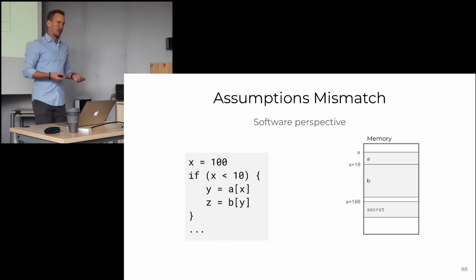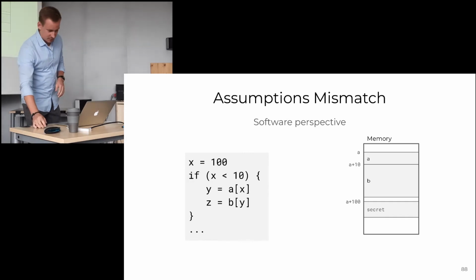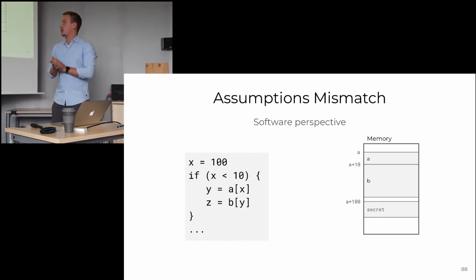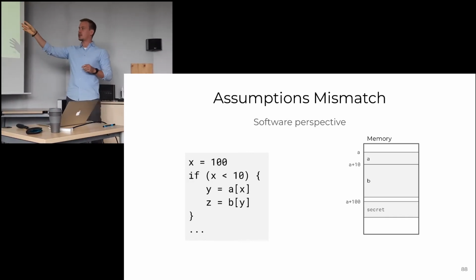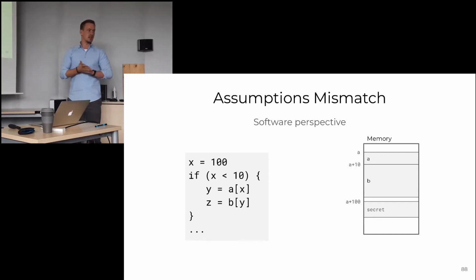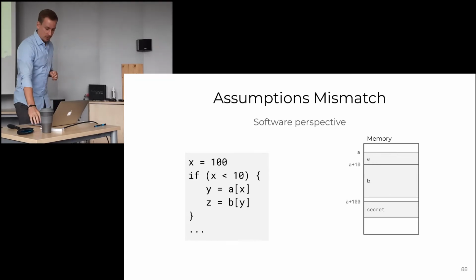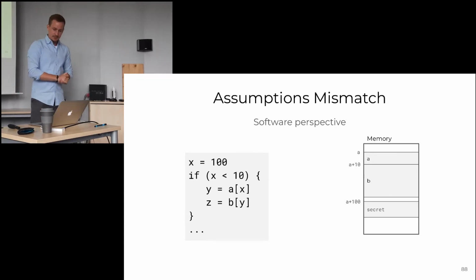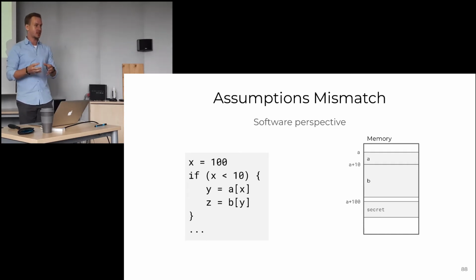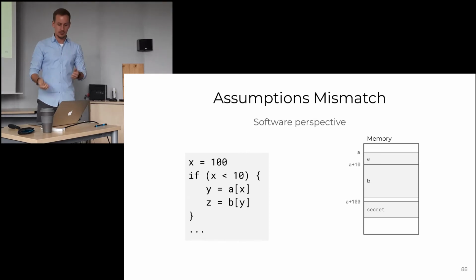Here's how it works in reality, not with sandwiches, but in real CPUs. We have this snippet of code, so we have a conditional branch, and we have a few memory accesses that are being executed, and then we have them stored in memory. So when we execute this, how it should behave from the software perspective, not with these optimizations, but how software thinks it should be executed.